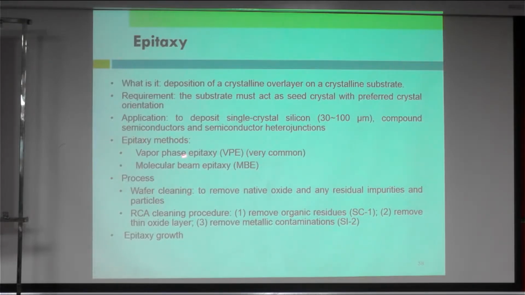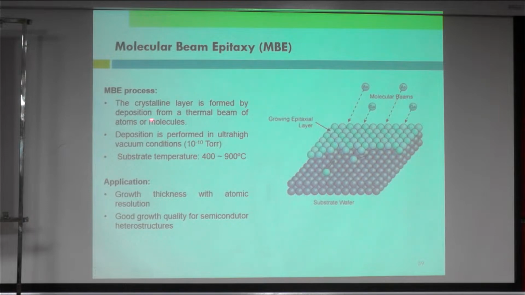For epitaxy methods, we have two types: vapor phase epitaxy, which is very common, and MBE, molecular beam epitaxy. The process starts with wafer cleaning as normal, then RCA cleaning, then you do the epitaxy growth. So this is for MBE. The crystalline layer is formed, and you have your substrate as the seed, then you form the layer on the substrate. The crystalline layer is formed by deposition from a thermal beam of atoms or molecules.